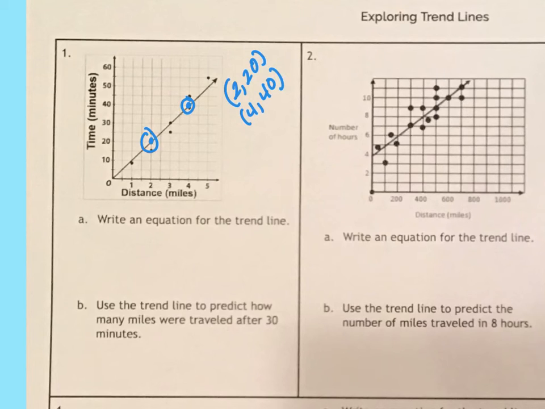Once I found my 2 points, I'm going to use them to find the slope of my line. So these are my y values. So I'm going to say 40 minus 20, and then I'm going to say 4 minus 2. Again, you should be super good at this. And I'm going to end up with 20 over 2. That's nice because 20 over 2 is 10.